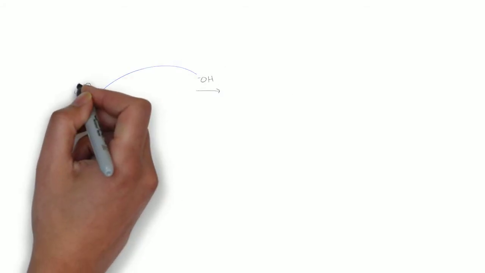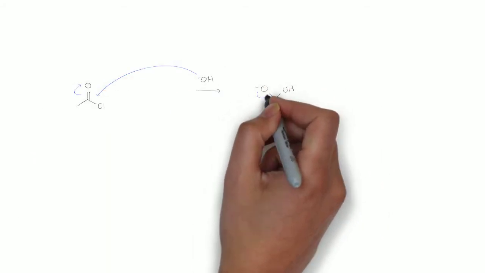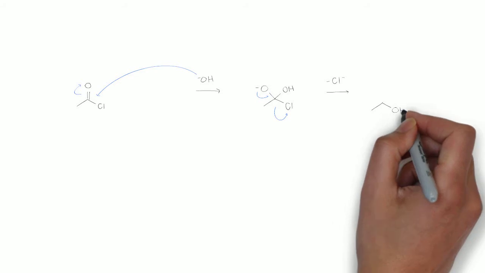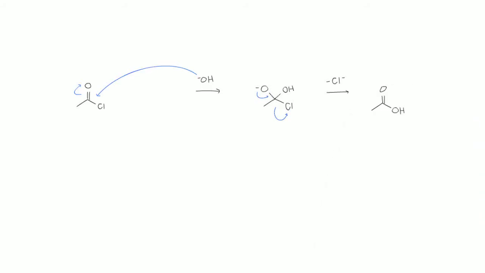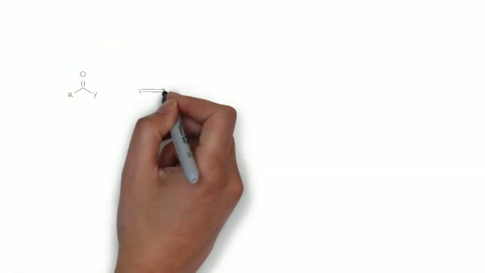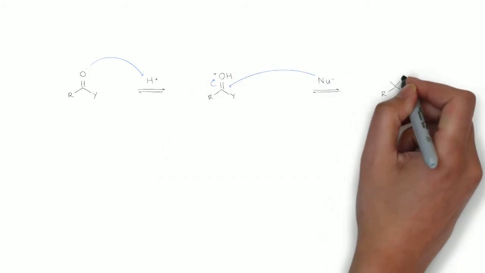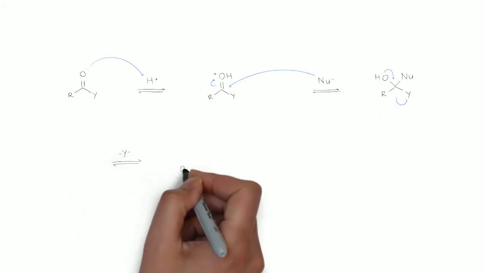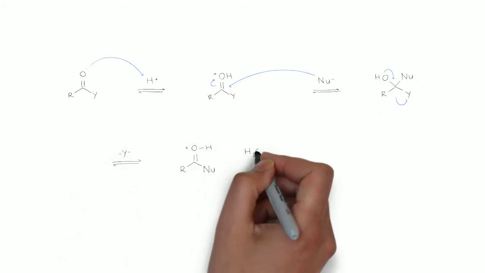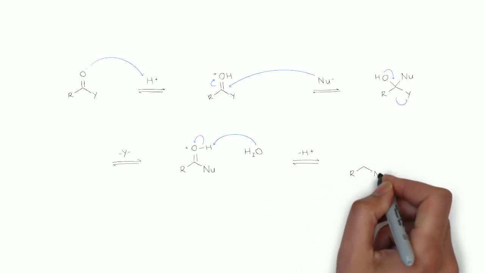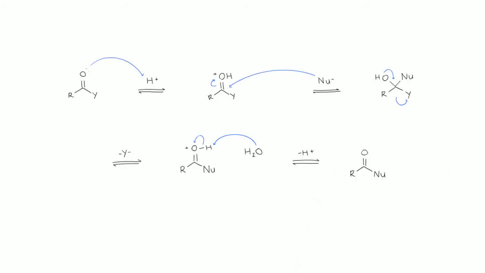Ethanoyl chloride, for instance, will react with hydroxide to give a tetrahedral intermediate. Chloride will be lost, and the product will be ethanoic acid. Good. Under acidic conditions, the first step is always to protonate the carbonyl first, and then the nucleophile may add. Now here it's shown as an anionic nucleophile. That can only happen if the nucleophile is very non-basic. So the anionic nucleophile can add, a leaving group leaves, and then finally deprotonation gives you the acylation product.